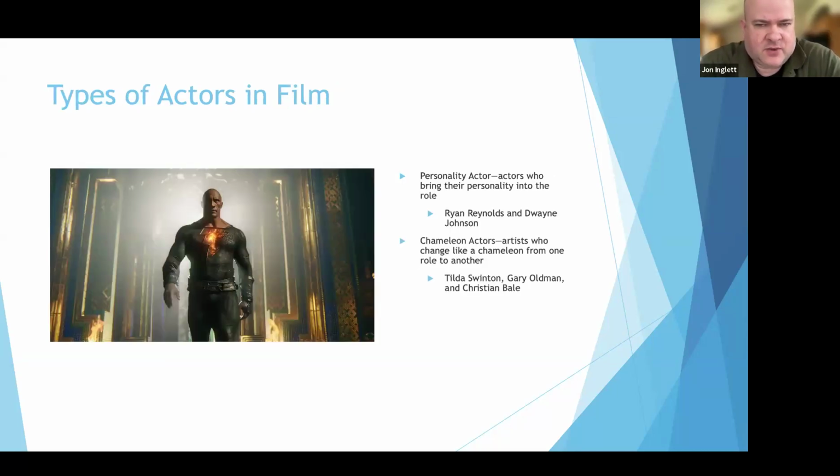There are certain types of actors within films. There's a personality actor. That's an actor who brings their personality into the role. A good example of that is Dwayne Johnson in the film Black Adam. Also, Ryan Reynolds, I would consider a personality actor. Chameleon actors are artists who change like a chameleon from one role to the other. Good examples are Tilda Swinton, Gary Oldman, and I think Christian Bale is definitely a good chameleon actor. If you look at Christian Bale in Batman versus American Psycho, you'll see the differences in the acting quality.